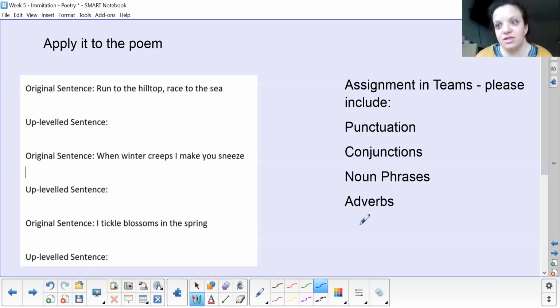Have a go at using those conjunctions, those punctuation, expanded noun phrases, and adverbs, and we'll have a look at them on Teams. Okay, if you can't get on Teams for any reason, feel free to write the up-leveled sentences and email it to us. But we are encouraging people to use Teams as much as possible now.